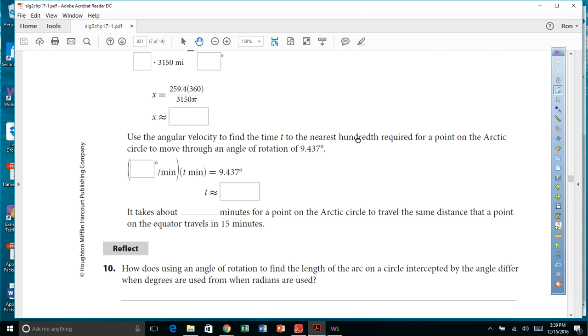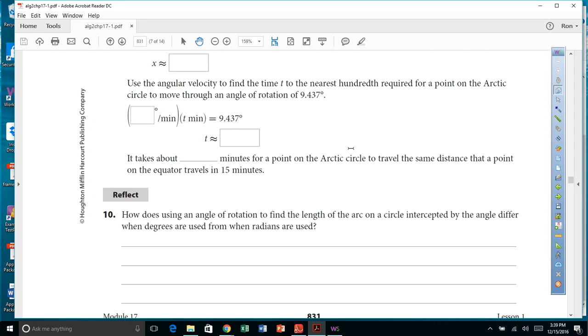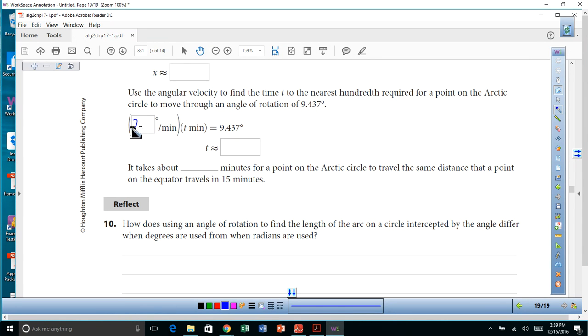Use the angular velocity to find time t to the nearest hundredth required for a point on the Arctic Circle to move through an angle of rotation of 9.437 degrees. So 0.25 degrees a minute times t minutes equals 9.437. So t is approximately 37.75. It takes about 37.75 minutes for a point on the Arctic Circle to travel the same distance that a point on the equator travels in 15 minutes.